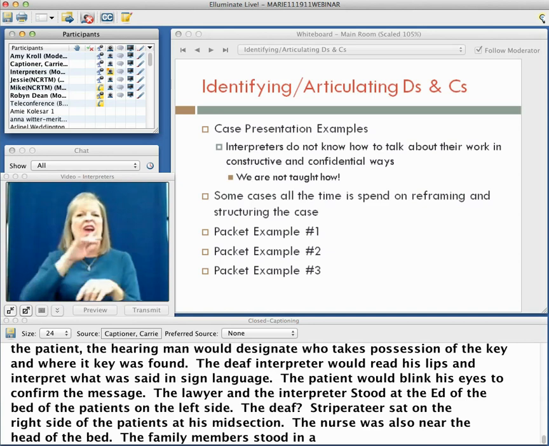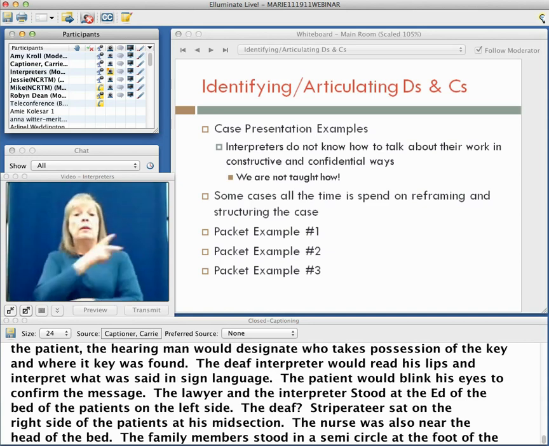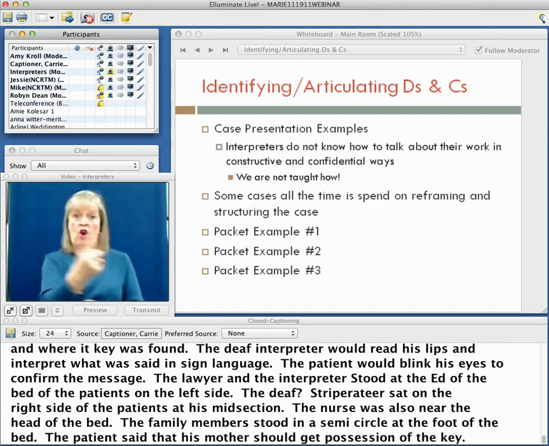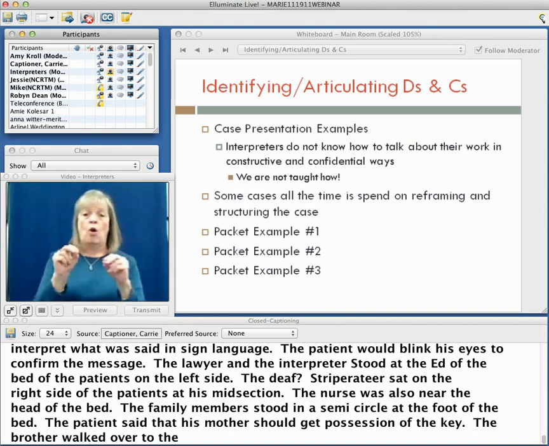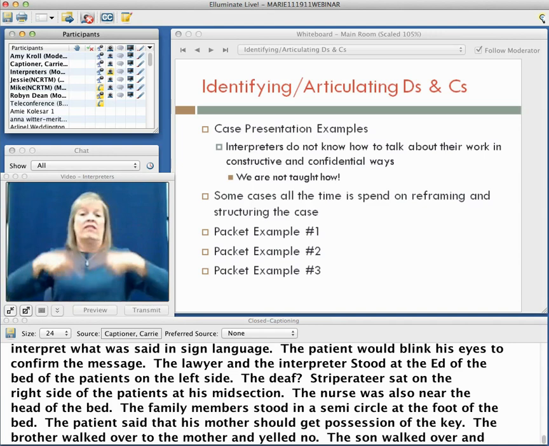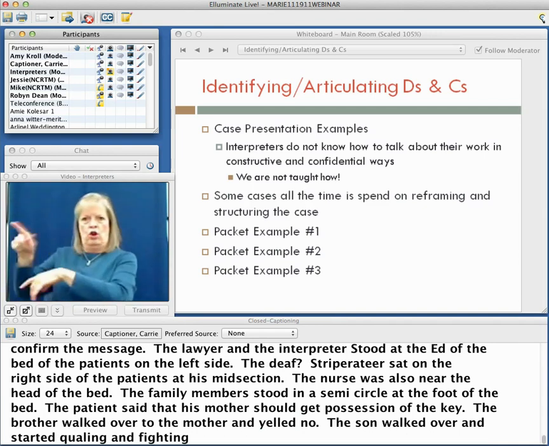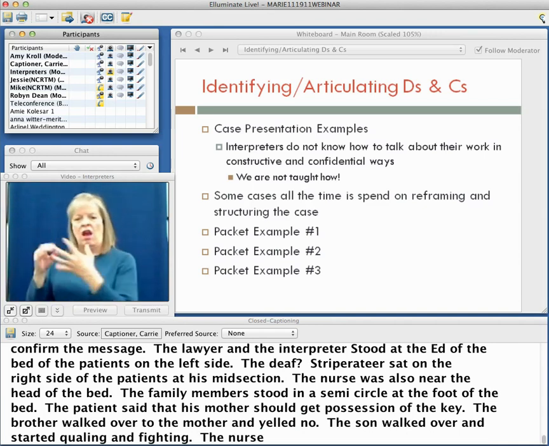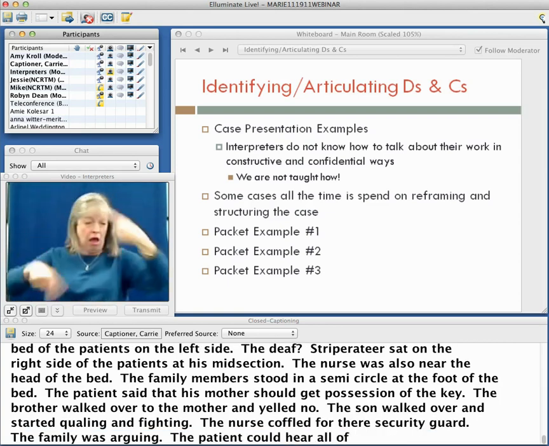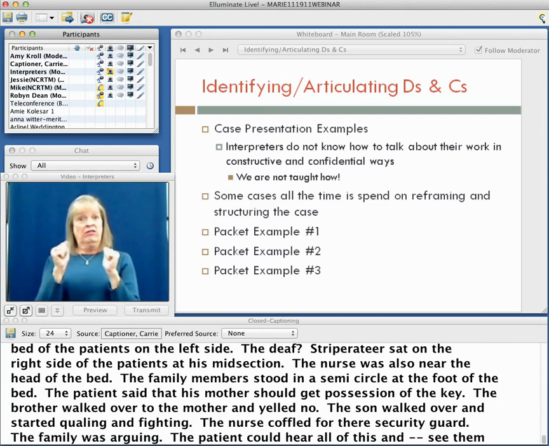The patient said that his mother should get possession of the key. The brother walked over to the mother and yelled, "No." The son walked over to the brother and they started quarreling and then physically fighting. The nurse called for the security guards and everybody calmed down. The whole family started arguing. The patient could hear all of this and see them becoming physically aggressive.